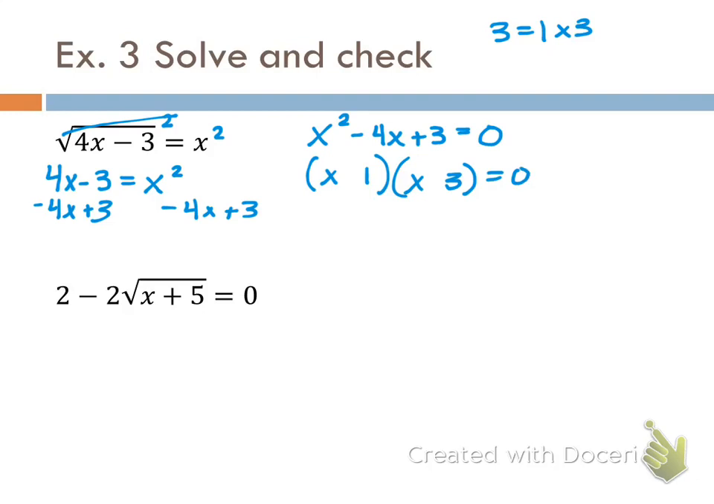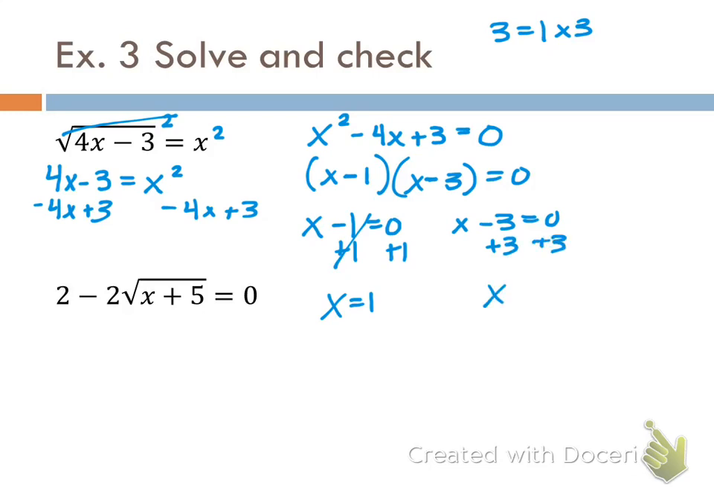What are my signs going to be? Both negative. Now, is this my final answer? No, I got to keep going. That means x minus 1 equals 0, x minus 3 equals 0. Just solve for x, which means I add 1 to both sides, and I get x is equal to 1. And I add 3 to both sides, and x is equal to 3.